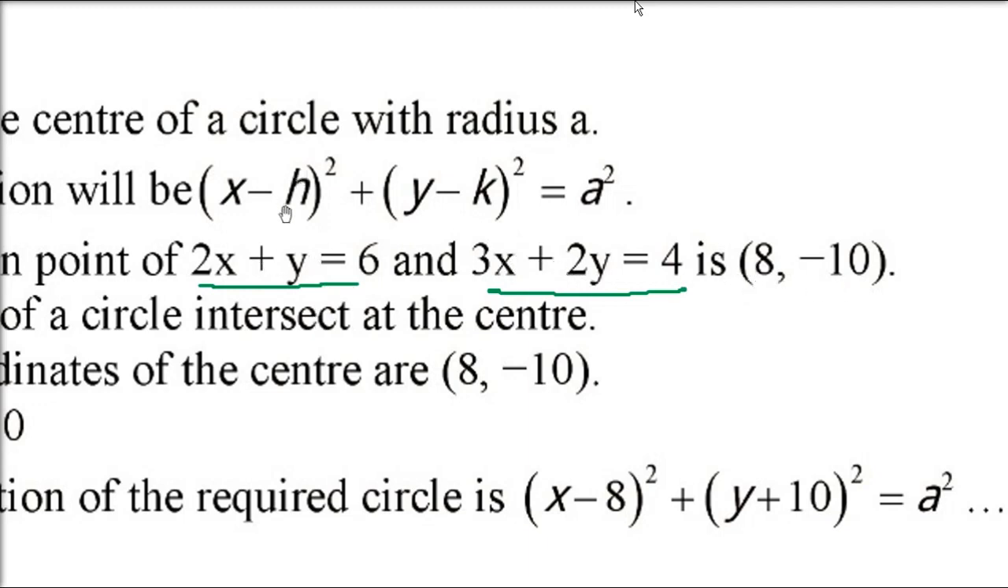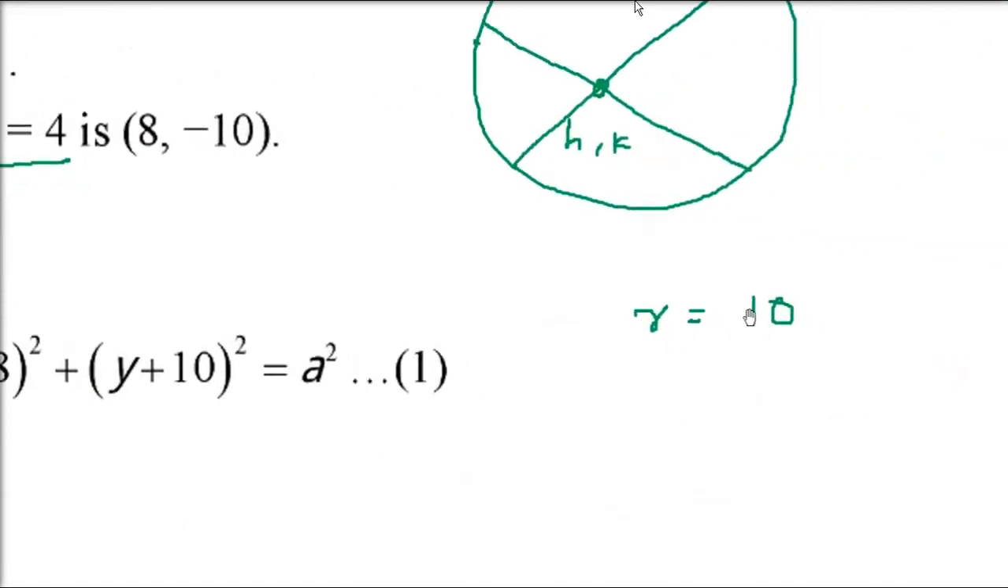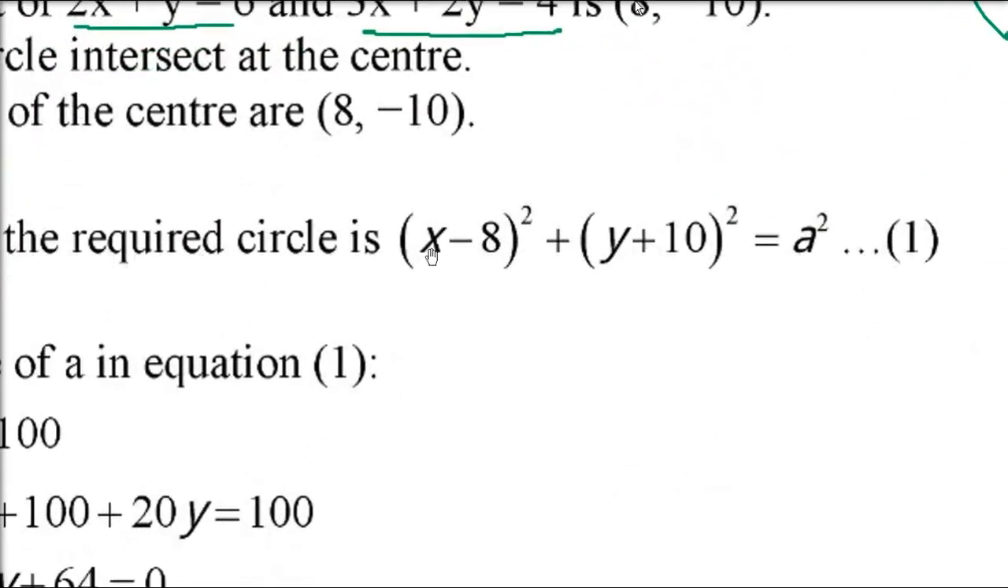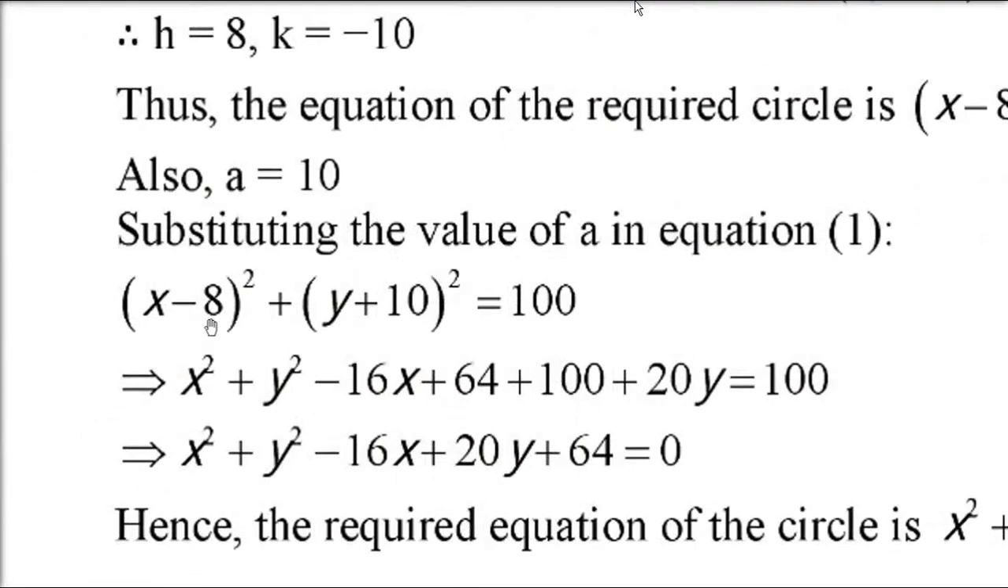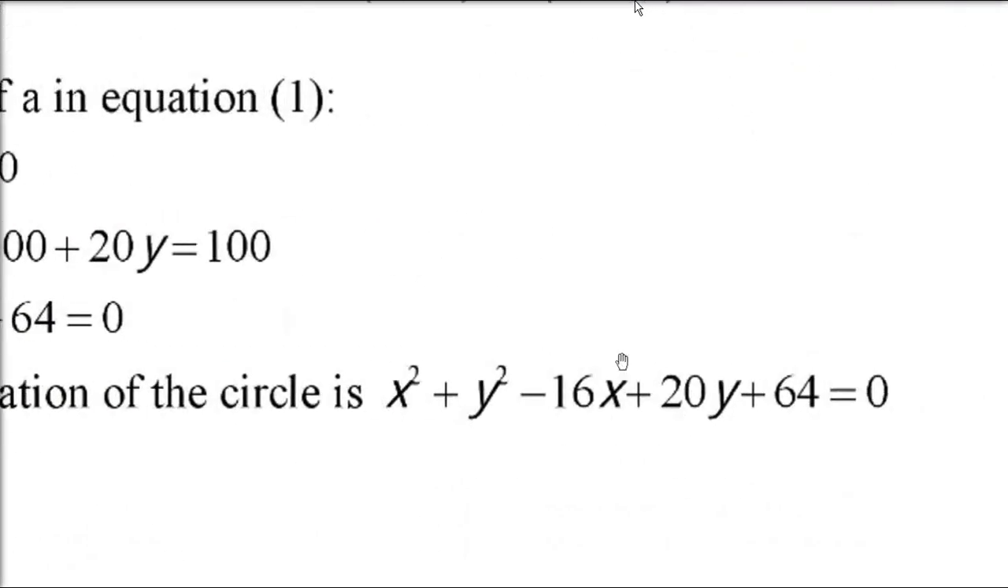So when we solve it, 8 and minus 10 is going to come. H is going to be 8 and k is minus 10. Radius is already given, 10. Put it here, x minus 8 whole square plus y minus minus 10, that is y plus 10 whole square equals a square. Just put it here, x minus 8 whole square plus y plus 10 whole square equals 100. Just open it, resolve it, and you're going to get this as the equation.